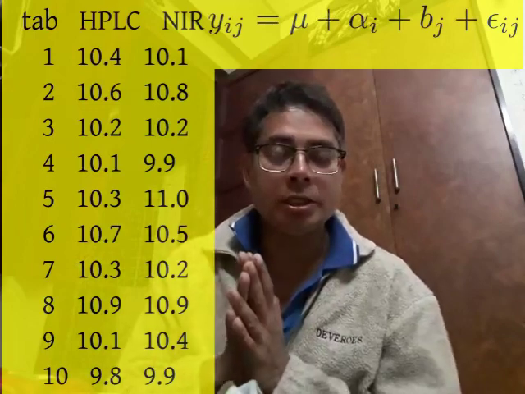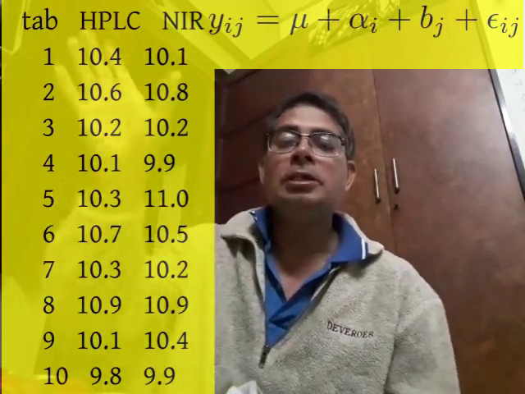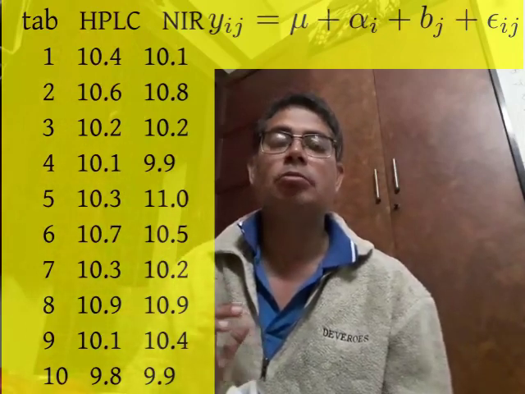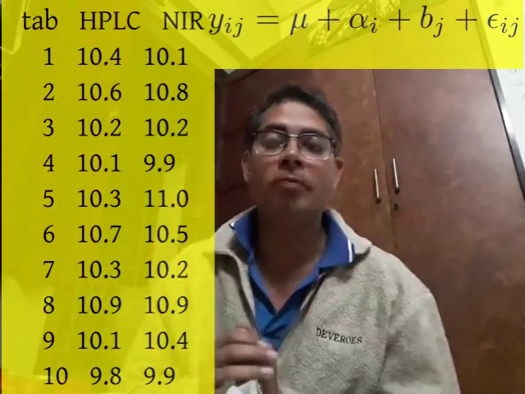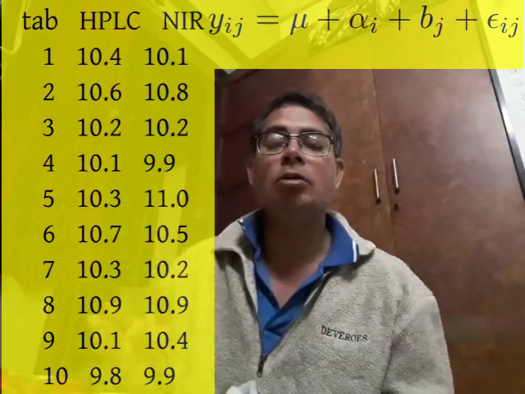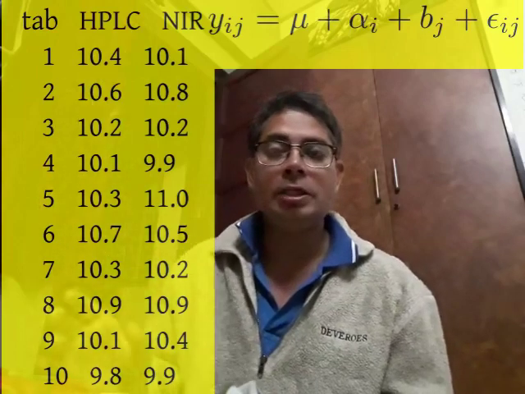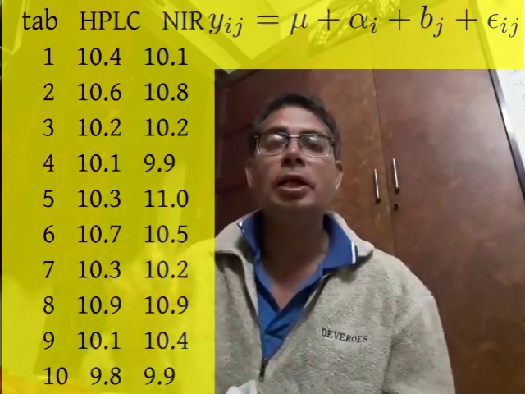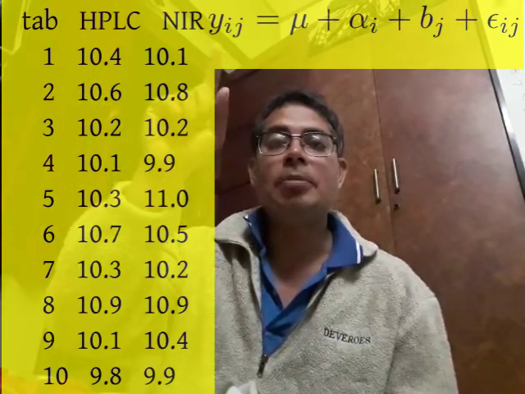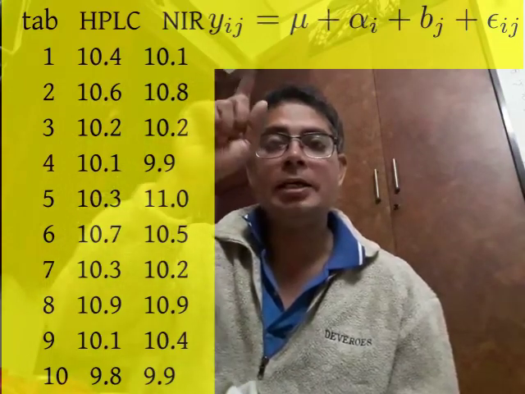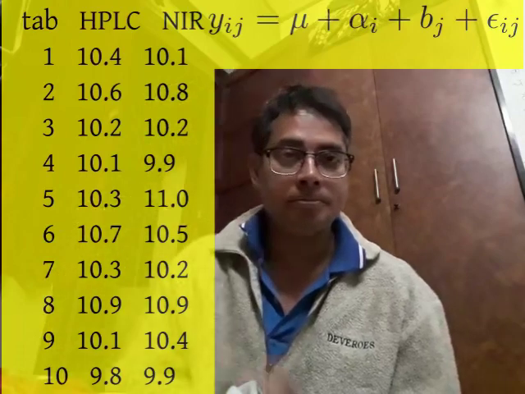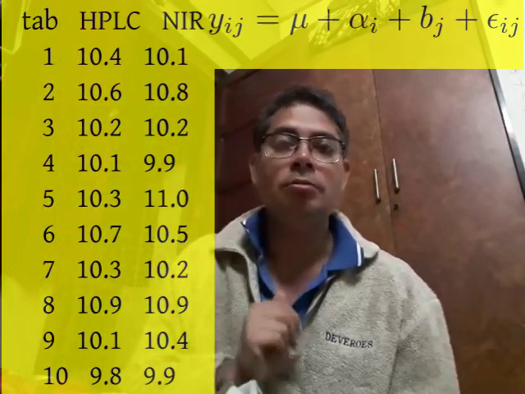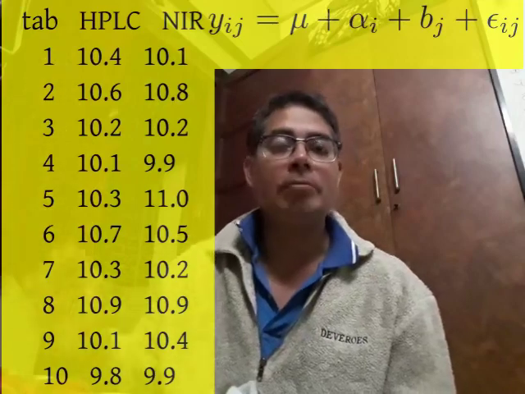Let us understand the notation clearly. Here we have written this entire thing as two columns, with one column devoted to tablets. But when we want to cast it in this linear model form, then we have to write them as a single column of 20 numbers. All these numbers will be listed under these things, and the methods are encoded as i and the tablets are encoded as j. So i takes two values, HPLC and NIR, so 1 and 2. j takes 10 values, those are the tablets.